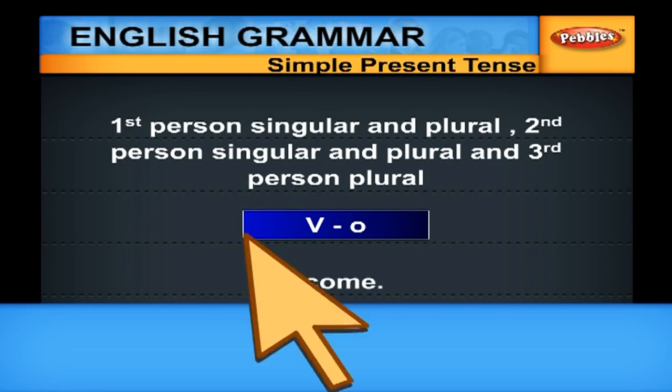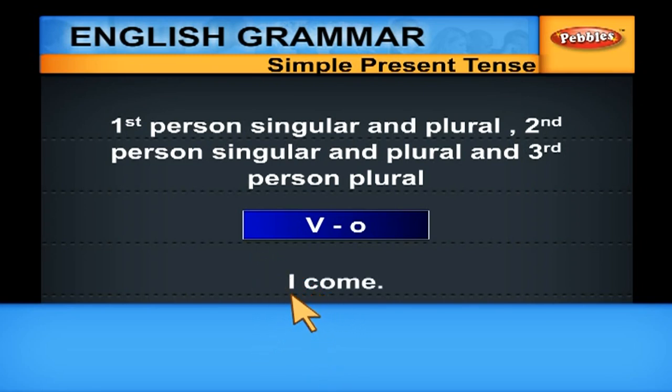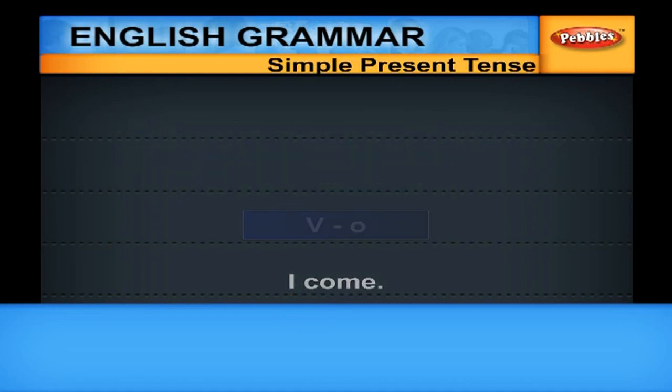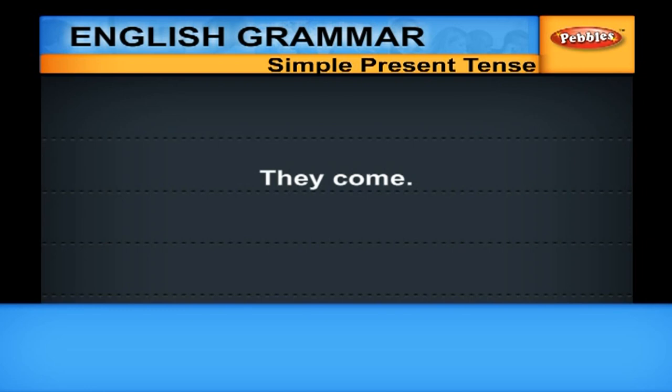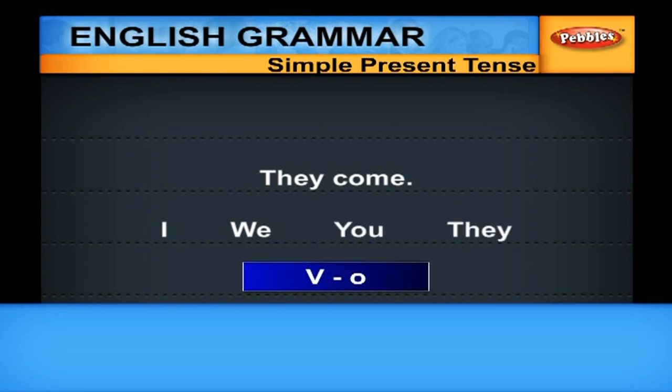I come. I, first person singular. We come. We, first person plural. You come. You, second person singular and plural. They come. They, third person plural. In other words, we can say when we use I, we, you, they, we use the V0 form.